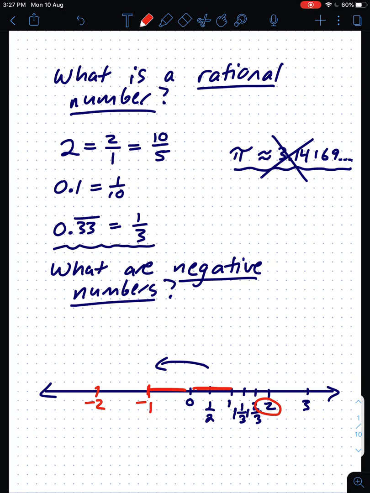These are just the opposite. So the opposite of 1 is -1, and the opposite of 2 is -2. And they're all equal distance from where 0 is located. All right, so that's just a quick introduction about what rational numbers are and what negative numbers are.